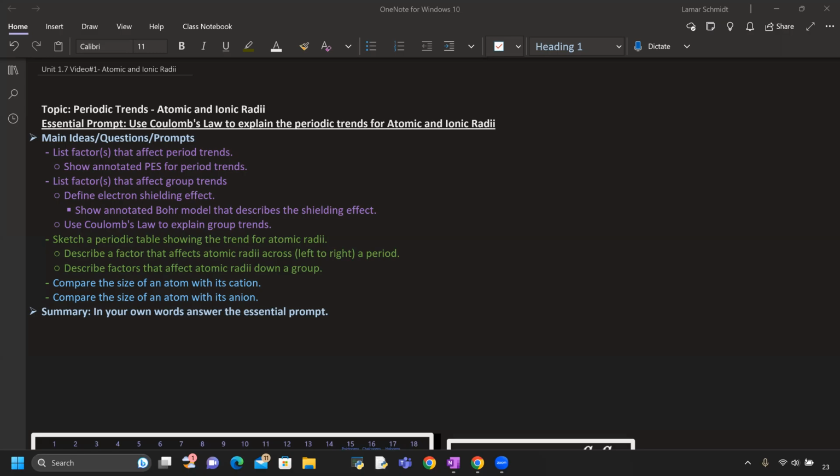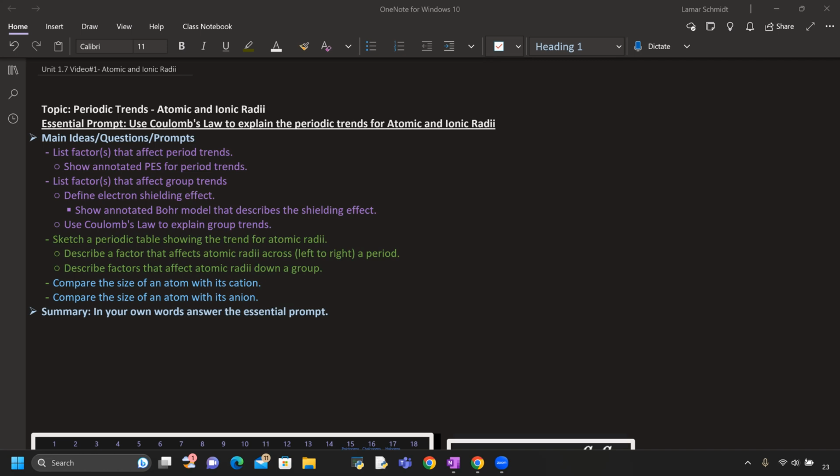Welcome to AP Video Unit 1.7, video number 1. We're looking at atomic and ionic radii. And so that's our periodic trends for atomic and ionic radii in particular. Our essential prompt is to use Coulomb's law to explain the periodic trends for atomic and ionic radii.